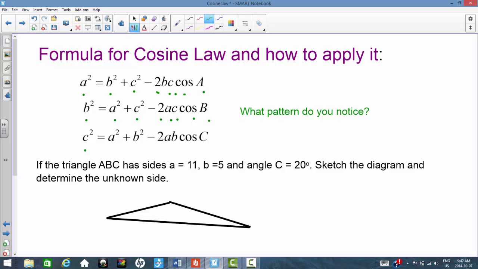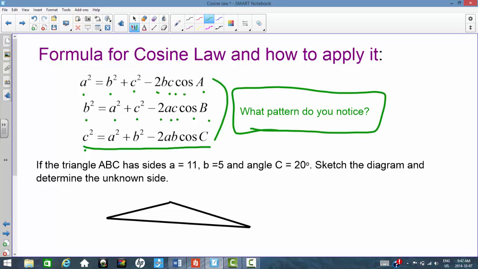C squared, this is the one we had on the last page. C squared equals a squared plus b squared minus 2ab cos c. All of these are just the same formula rewritten differently. And I want you to look at it and see what pattern you notice about this formula. If you pause it and look yourself, then I'll tell you what I notice.